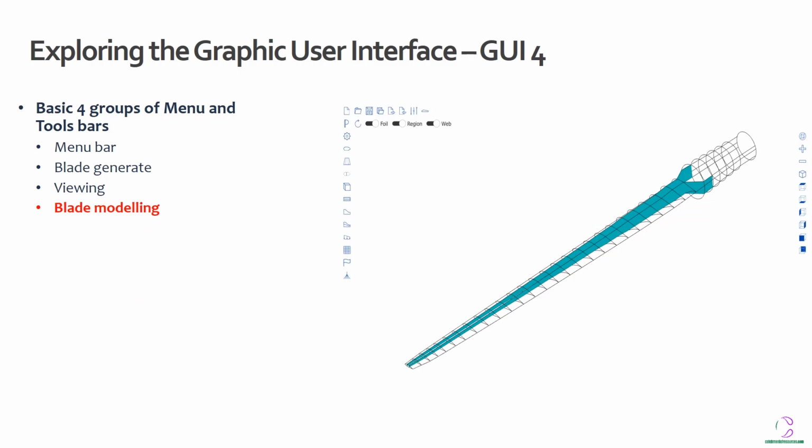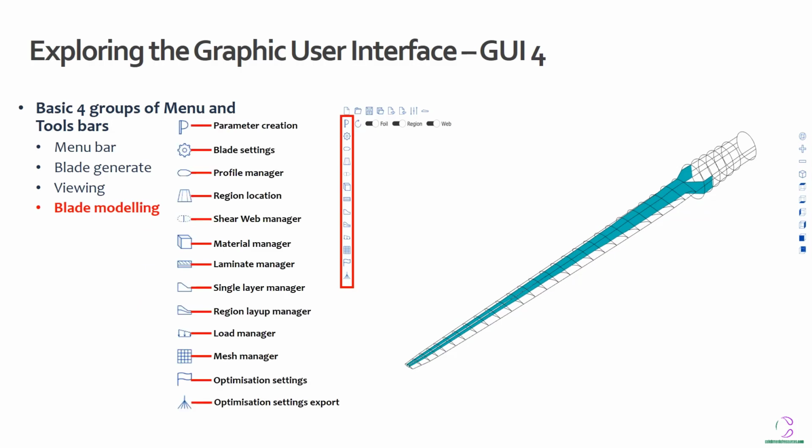The fourth toolbar and command set is the blade modeling. In this, you have several commands which you use to generate the blade prior to it being exported from the mesh model at the top. So it has been expanded here. First of all, you have parameter creation, which may not necessarily be used. You have other options: profile manager, material manager, region layout manager, the load manager, as well as the meshing manager. All these options are things that you will go within and update depending on the look and form of your wind turbine blade model.